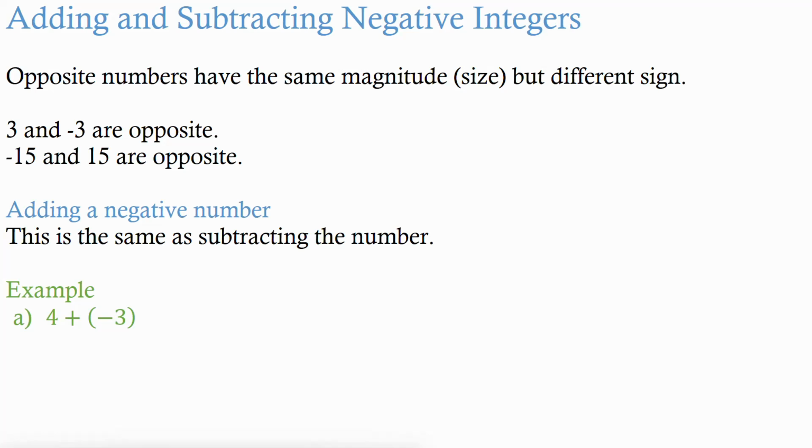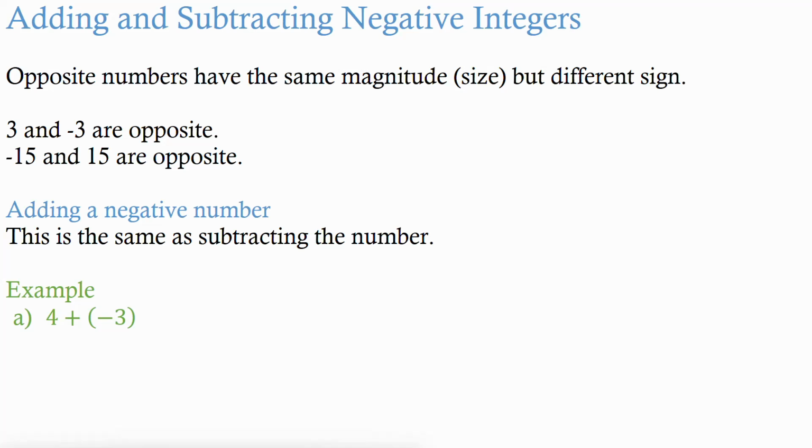Alright, in this video we're looking at adding and subtracting negative integers, but before we begin, I just want to introduce to you what opposite numbers are. These are numbers that have the same magnitude, so they're the same size, but different signs. And when I talk about signs, I mean whether they're negative or positive. So 3 and negative 3, they're opposite. Negative 15 and 15, they're opposite, alright? One's a negative, one's a positive.